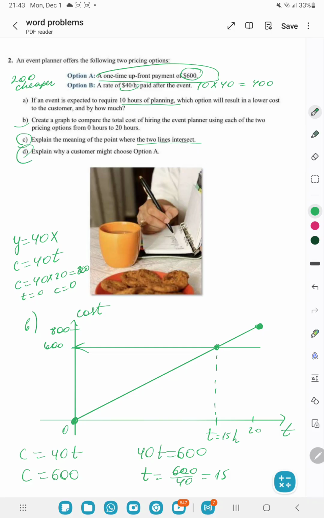Now D says explain why a customer might choose option A after 15 hours until 20 hours. If it's more hours than 15, it's better to choose option A, because it's 600 and it doesn't increase. So in this time interval from 15 to 20, it's not a good idea to use option B. Option A will be cheaper. Okay, that's it.